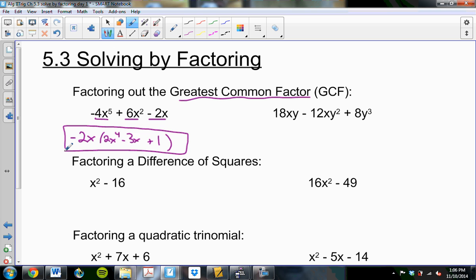You'll notice that all of these x powers just dropped by 1. So I pulled out an x to the first, essentially the same thing.